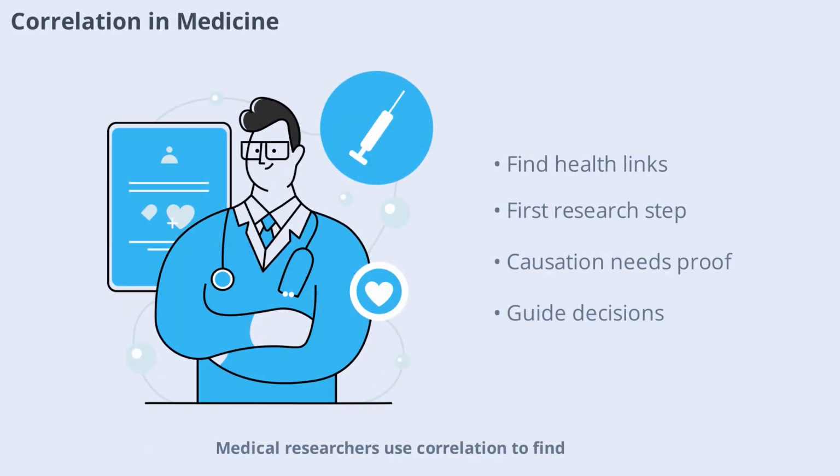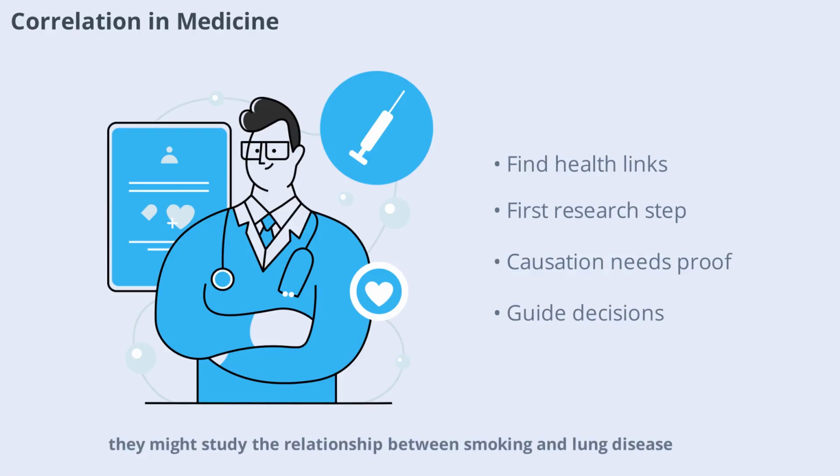Medical researchers use correlation to find links between behaviors and health outcomes. For example, they might study the relationship between smoking and lung disease. While correlation can highlight important patterns, it's only the first step. Further research is needed to prove causation and guide medical decisions.